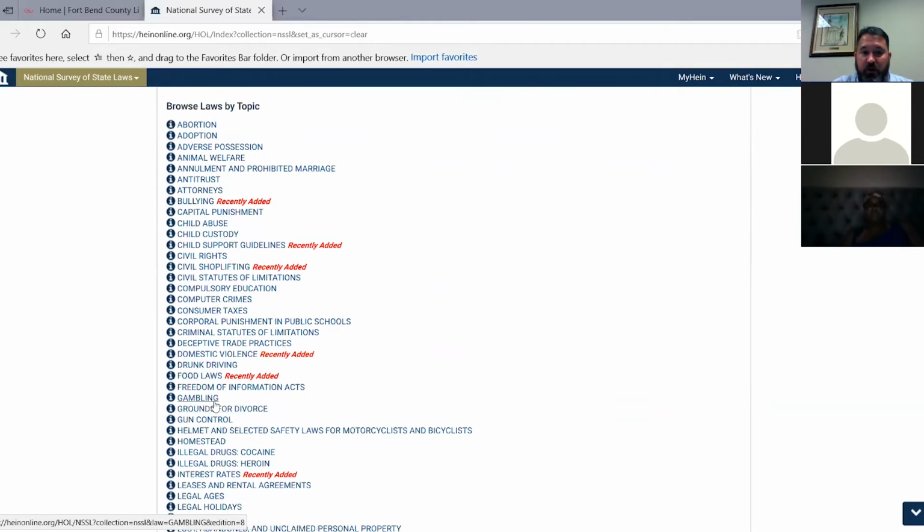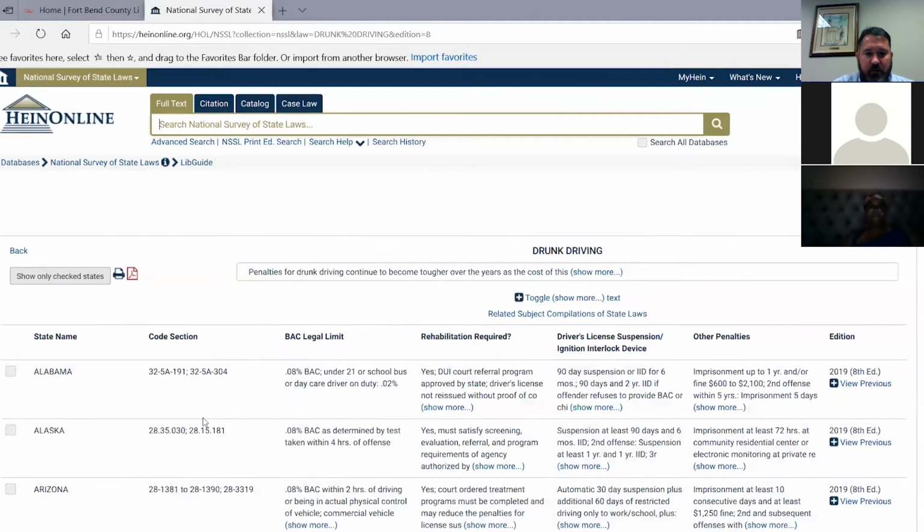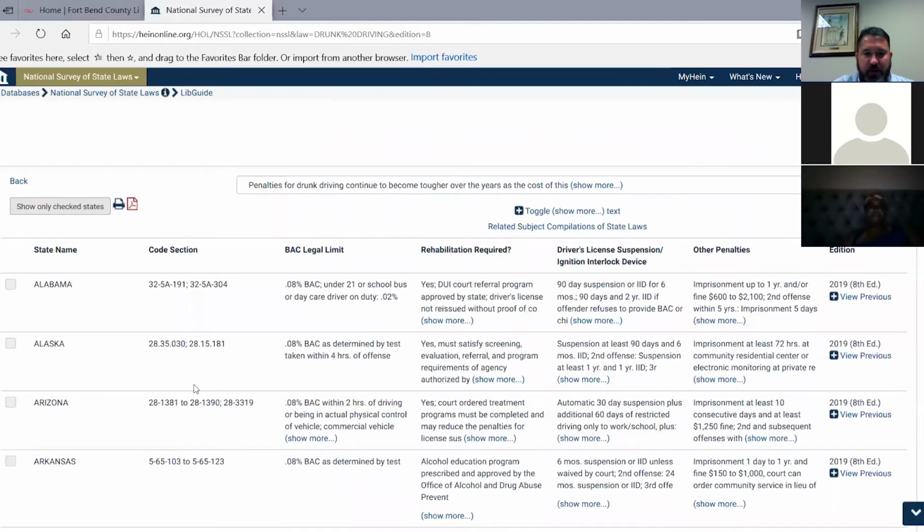Obviously things like drug laws have been in flux over the last few years, changing, say, in relationship to marijuana, decriminalization at a certain level. But let's just say you want to look at the drunk driving laws across the states. It lists it in a spreadsheet-type form, in alphabetical order, state by state, and it goes through various topics.